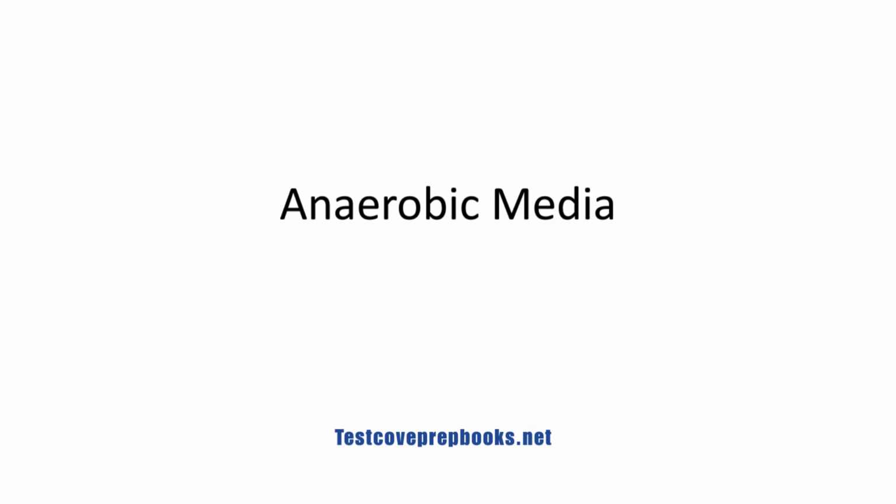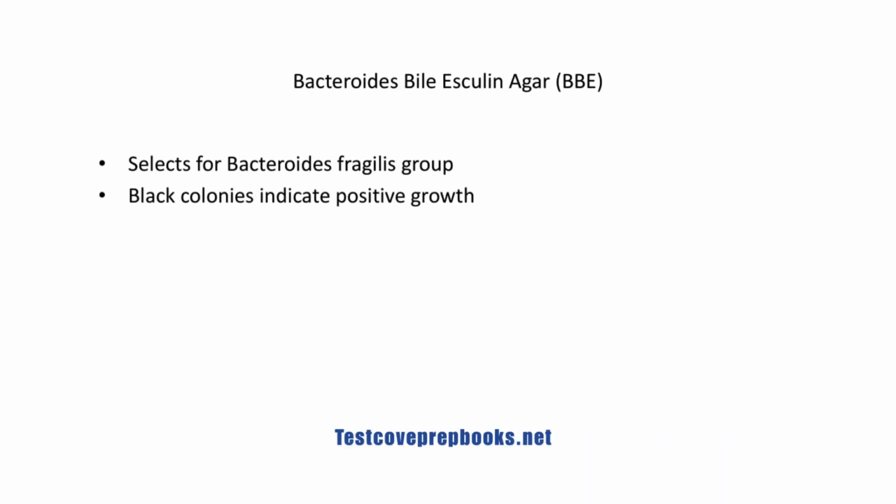When working with anaerobic organisms, special media are used to both recover and differentiate them. Bacteroides bile esculin agar, or BBE, selects for the Bacteroides fragilis group. Colonies that grow appear black due to esculin hydrolysis, making identification easier.